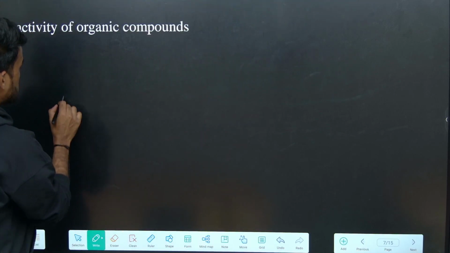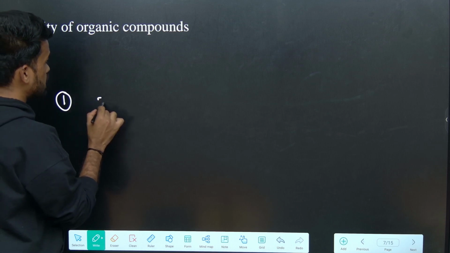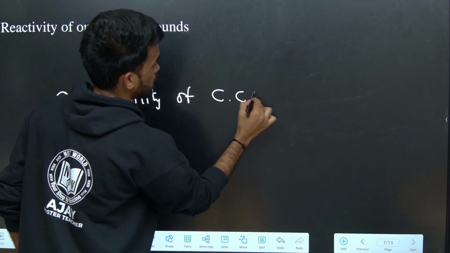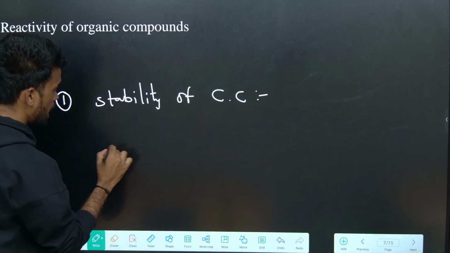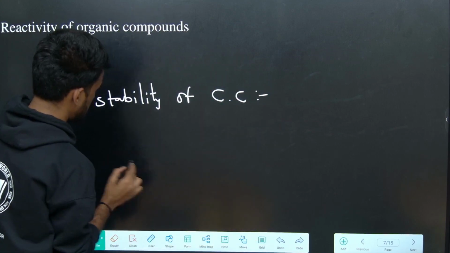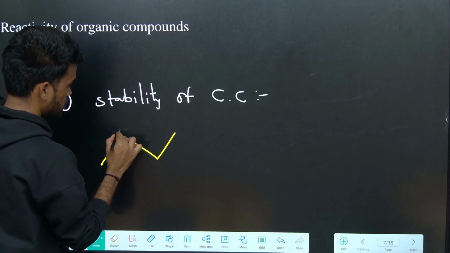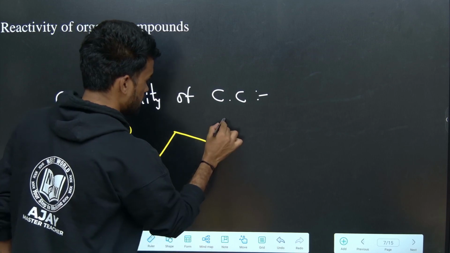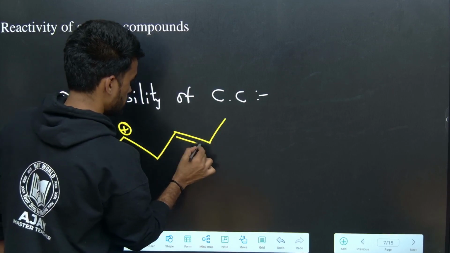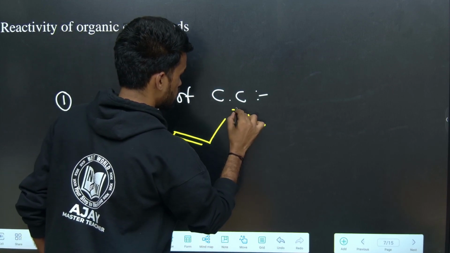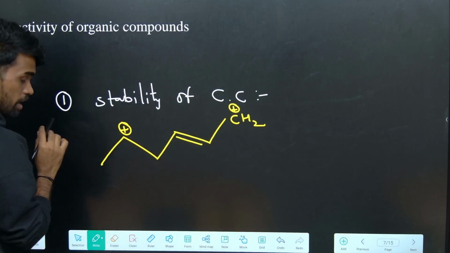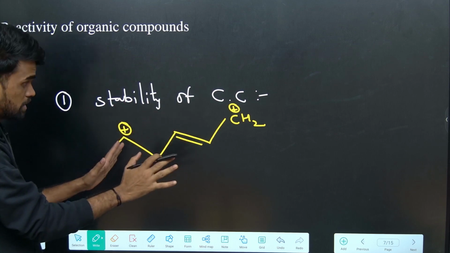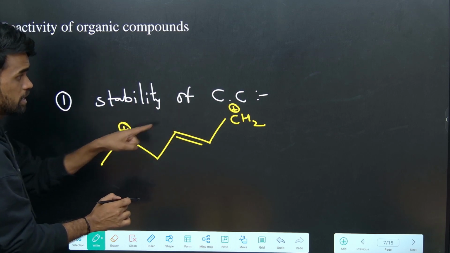So first thing is stability of intermediates, and the first one is stability of carbocations. Consider, here I have a carbocation like this, and another one is within the group. I just want to mention here. So there is a compound like this. Let us consider. Now within the given compound, we have a positive charge over here and here.